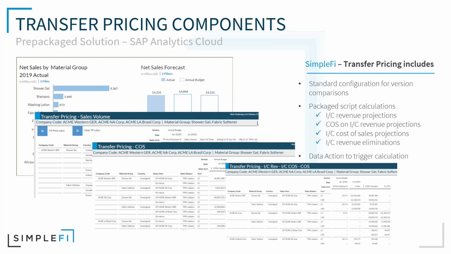So what's included with this solution are standard planning templates, standard calculations to help you take your external sales, identify where you're producing it, and automatically create the entries based off of that, all the way through your P&L, right? So we have pre-configured what we call data actions in SAP Analytics Cloud, based off of your planning assumptions, that go and handle all of the accounting entries for you.